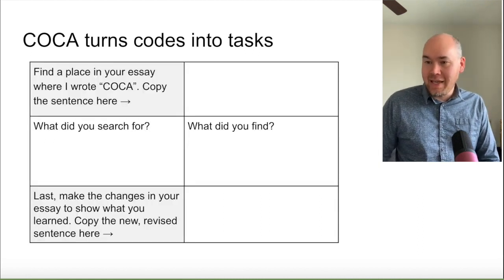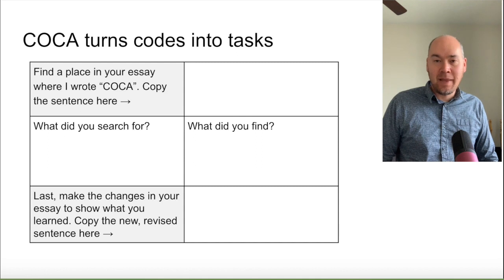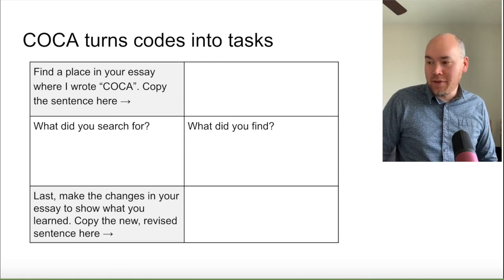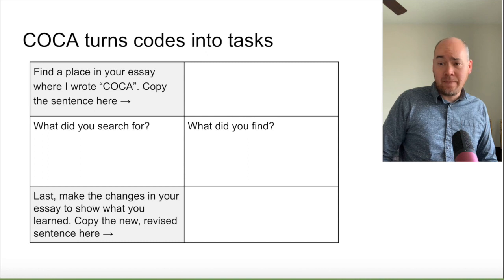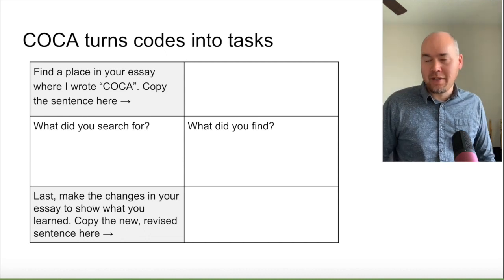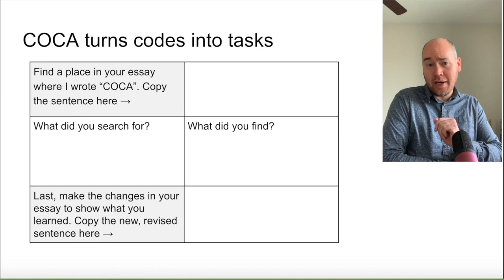So when I say the COCA tasks, I give them a worksheet on Google Classroom that has 5 boxes that look just like this. And in their essay, there are only 5 COCA tags. Each one gets 1 box in their assignment. So they have to copy the sentence that the COCA tag occurred in here, and then go to COCA and actually look up, usually it's 1 or 2 words that I've highlighted and put COCA on. They have to describe what they looked for on COCA and what they found.